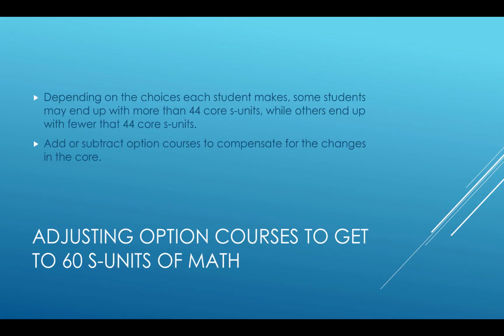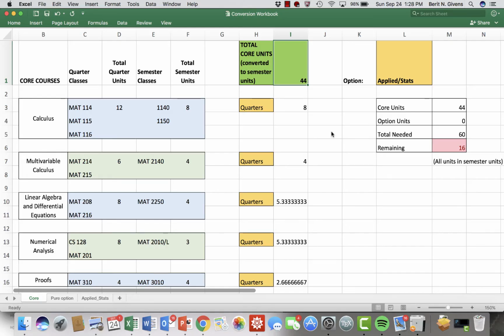The goal being that you should be aiming for 60 total semester units of mathematics. All of this adjusting the option semester units to compensate for not hitting exactly 44 semester core units gets really complicated to do by hand. And so for that reason, I have made a spreadsheet tool that I am using to figure out how many option courses each student is supposed to be taking.